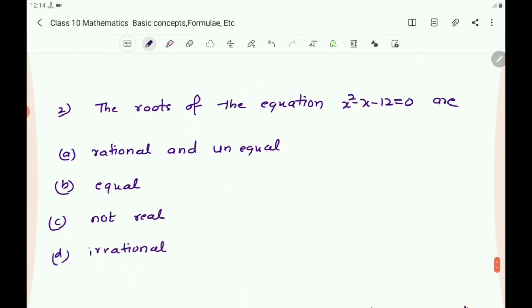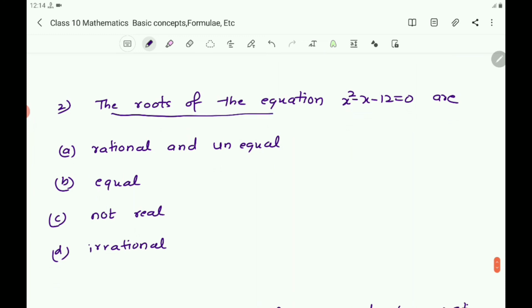Then the second question: the roots of the equation x square minus x minus 12 equals 0 are, and options are given. We have to find out the nature of the roots and choose the correct answer here. So you take a equals 1, b equals minus 1, c equals minus 12.